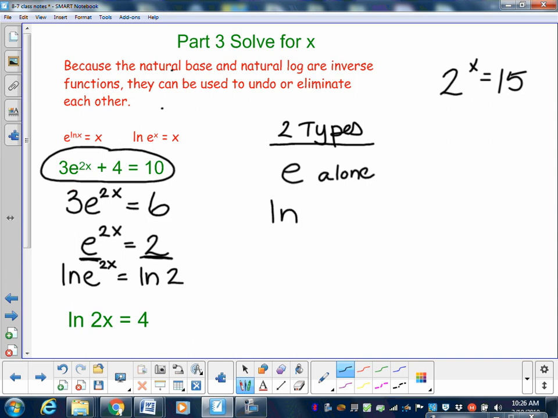What happens to that little 2x? Where does that have to go? Out in front. So now we have 2x ln e equals natural log of 2, right? But what does the natural log of e stand for in math? ln e stands for what? 1. So what happens to the ln e? Cancels out, correct? Because 1 times 2x is still 2x, right?